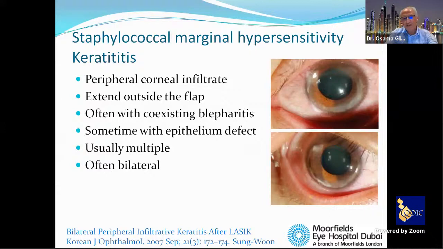Staph marginal hypersensitivity keratitis is really common. I've seen it more commonly than infected ones, and you always see the infiltrate in the periphery. It's typical to have some infiltrate outside the flap. This is more typical of a reactive one than infective, because infective will not go outside the flap without an epithelial defect. It is often consistent with blepharitis, can have some epithelial defect, is usually multiple and could be bilateral.